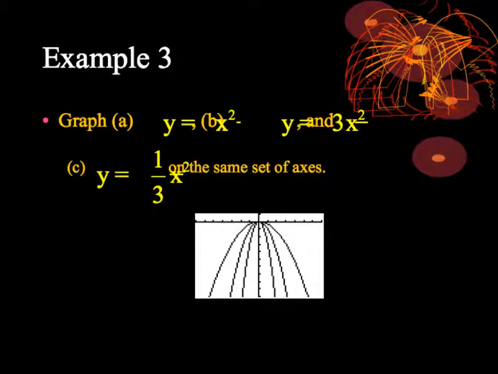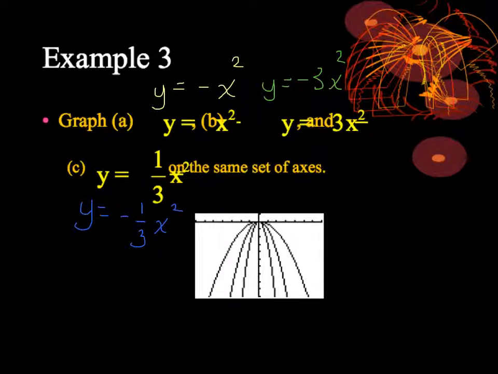Let's do the same thing with these equations. And once again, they didn't come through very nicely. So I've got y equals negative x squared. I've got y equals negative 3x squared, and I've got y equals negative 1/3 x squared. So I put them in the same place that I put the previous equations.